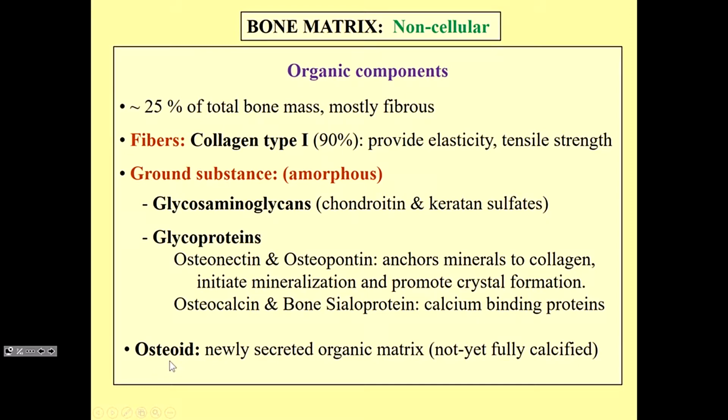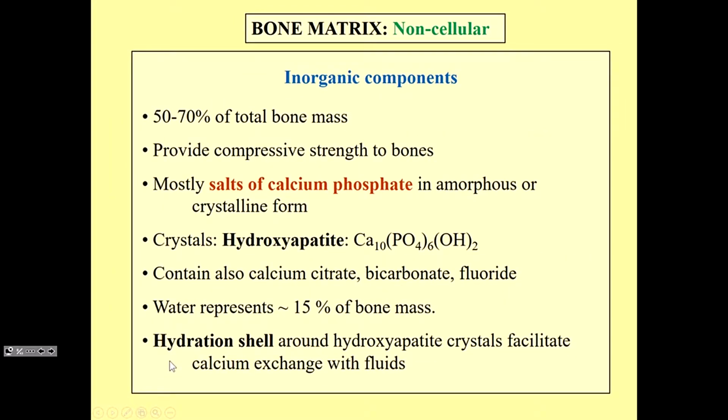So non-cellular organic, there's non-cellular inorganic, right? And the major inorganic component is calcium phosphate, which when it's crystallized is in the form of hydroxyapatite crystals, and this actually acts as a hydration shell. It can absorb a lot of water in this compound, and that facilitates the movement of free calcium ions from bone, because it can be solubilized in an aqueous environment because the hydroxyapatite crystals are hydrated, and so calcium can be mobilized if required elsewhere in the body. So that's our non-cellular components, organic and inorganic.